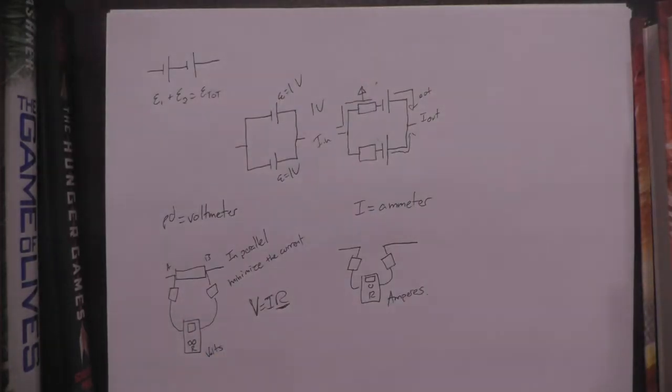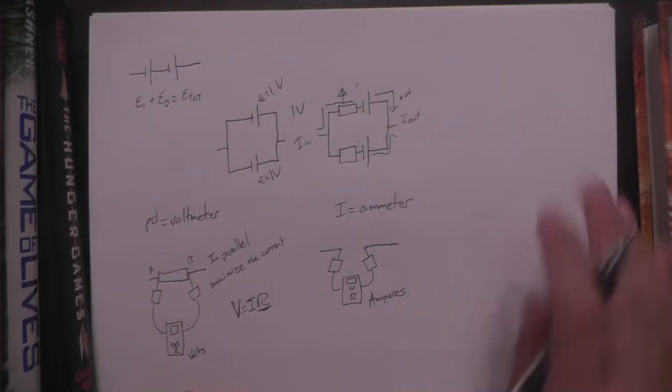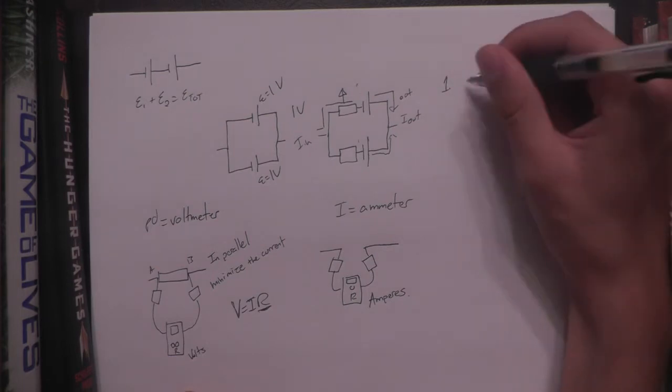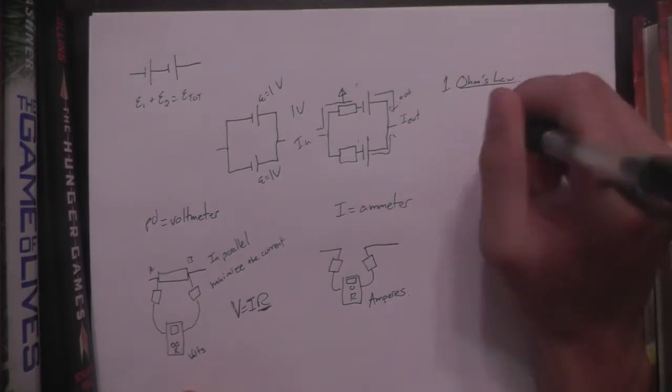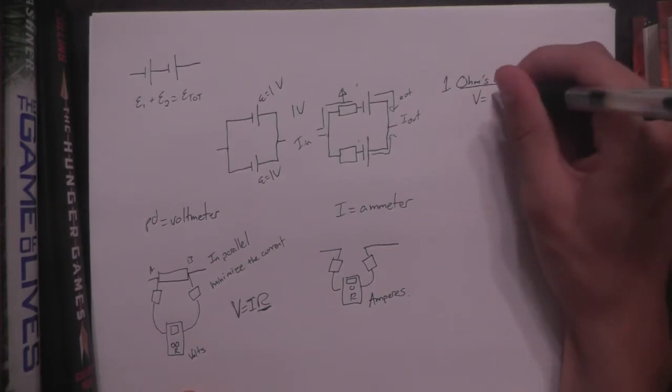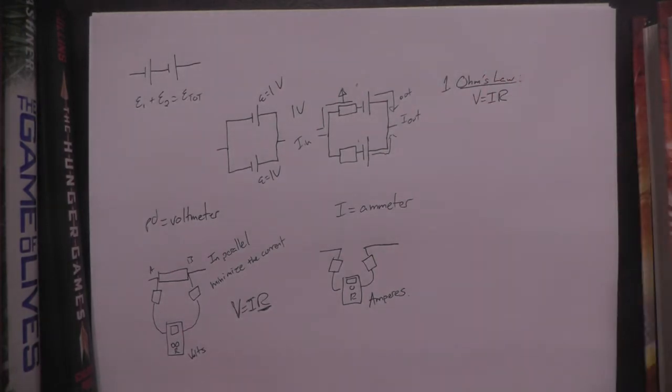Now, all the stuff we've talked about so far can be summed up with three simple laws. The first one we've already discussed: Ohm's law, which is simply potential difference equals current times resistance. That'll help you solve a lot of circuit problems. If you just have resistance and current, or resistance and potential difference, or potential difference and current, you can use that to solve anything.